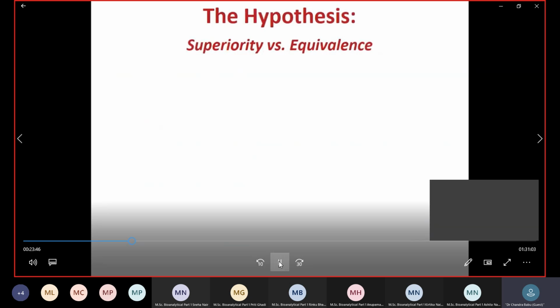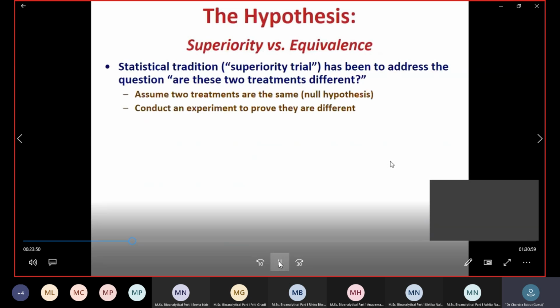Okay, now let's get into something a little bit more complex, which is, and people talk about superiority trials and inferiority or equivalence trials. This is an important thing and a different way of thinking. So I'd like to take a few minutes and go over those and make sure that you're cool with this. Basically, the idea of a superiority trial is to address if 2 treatments are the same.